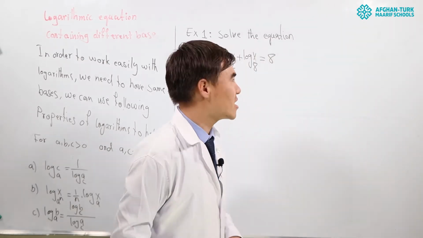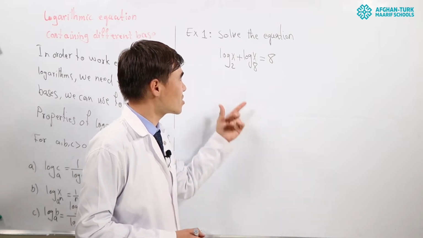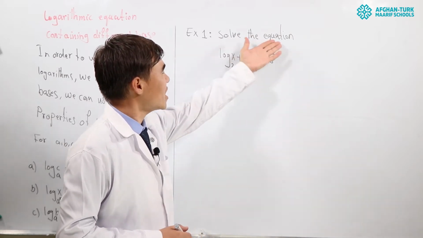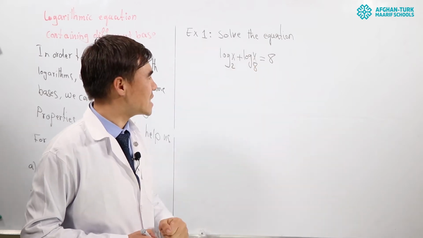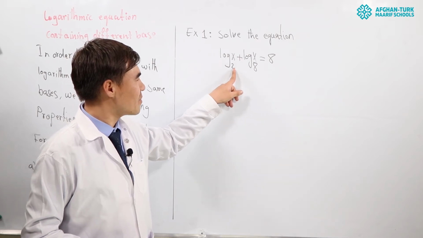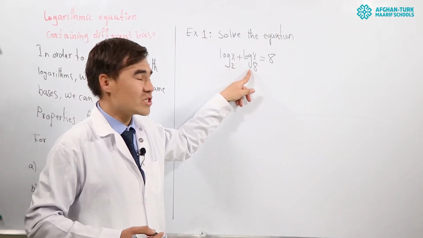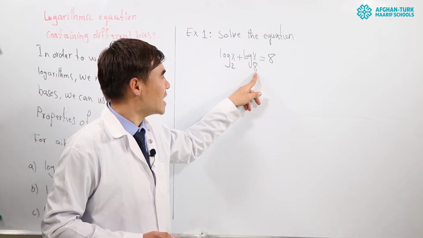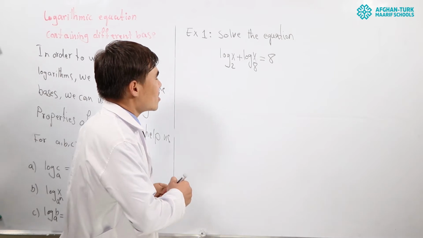Dear students, let us check some equations with different bases. Solve the equation: log of x to base 2 plus log of x to base 8 is equal to the number 8. As you see, the bases are different here. As the bases are different, what must we do here? We must make the same base in the logarithmic expressions.